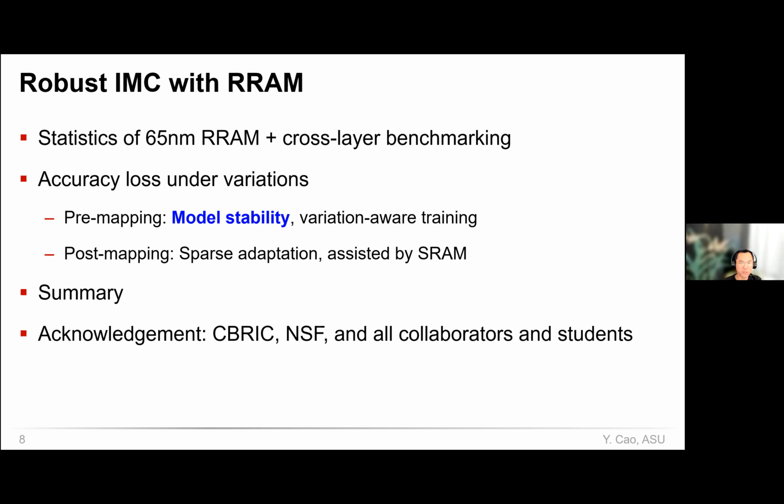Lots of works have already discussed that. I think one of the novelties we talk about is to bring the stability of the AI algorithms in as a possible knob to help improve the situation. Then after we map it, we can do something more adaptive, through the hardware, especially the hybrid structure between SRAM and RRAM, to do sparse adaptation and finally recover 100% of the accuracy. That's the talk I'm going to discuss in more detail. And I would like to acknowledge all the collaborators, funding agencies and students.